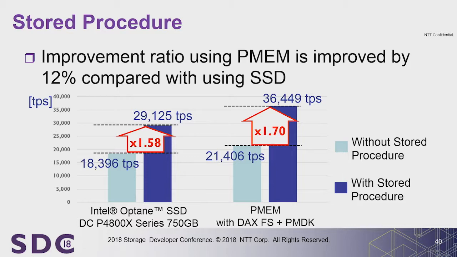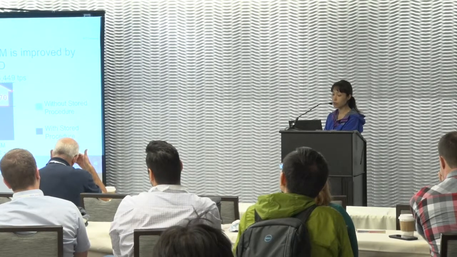On Intel Optane SSD, in original PostgreSQL, the pgbench result with stored procedure is 18,393 TPS, and the one without stored procedure is 29,125 TPS. The result with stored procedure is 1.58 times faster than without stored procedure.